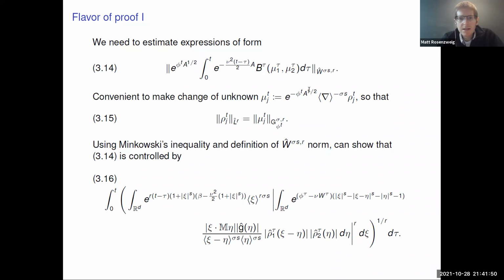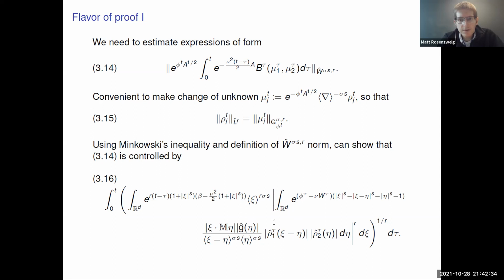In caricature, you will need to estimate the Fourier-Lebesgue norms of these types of expressions here. So this is the nonlinearity written in integral form. I have this exponential weight coming from the definition of the Gevrey norm, and similarly the Fourier-Lebesgue norm right here. So it's convenient to make a change of unknown just by applying this operator and defining this new unknown rho. And using Minkowski's inequality and the definition of this norm, it's not hard to show that this expression that I started with is controlled by this expression here.